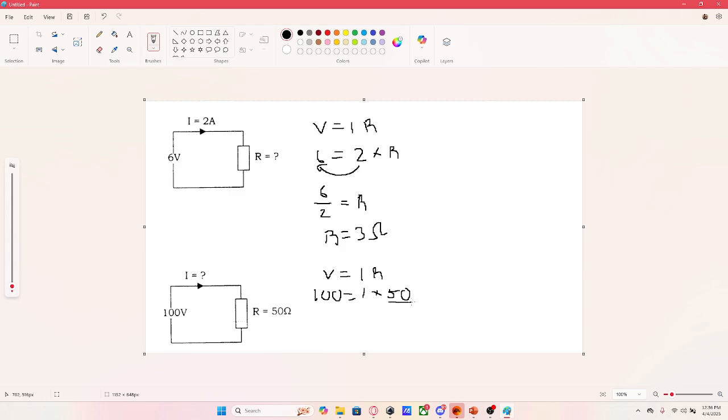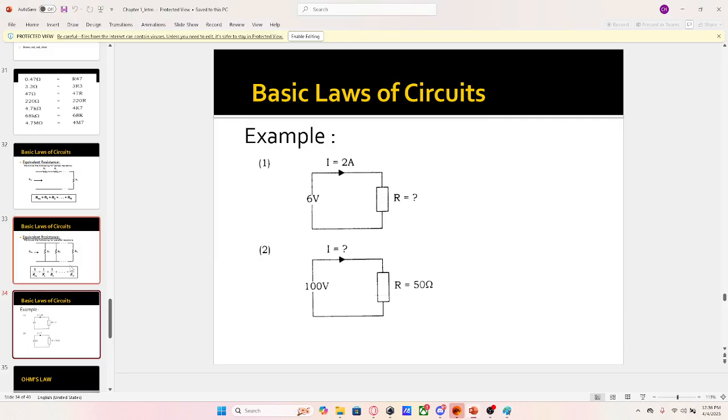So 50, we move to the other side, we will get 100 divided by 50 equals current. So with that, we will get the answer 10 divided by 5, 2 amperes. So that is the value for current. We still use the same equation, V equal I R.